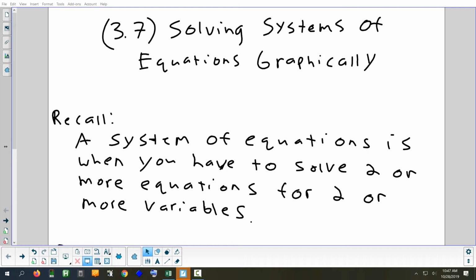Okay? So the big thing you have to remember when you're solving a system, if it's x and y, you've got to put x equals, tell me the answer, y equals, tell me the answer. You're going to tell me 2 numbers. Okay?